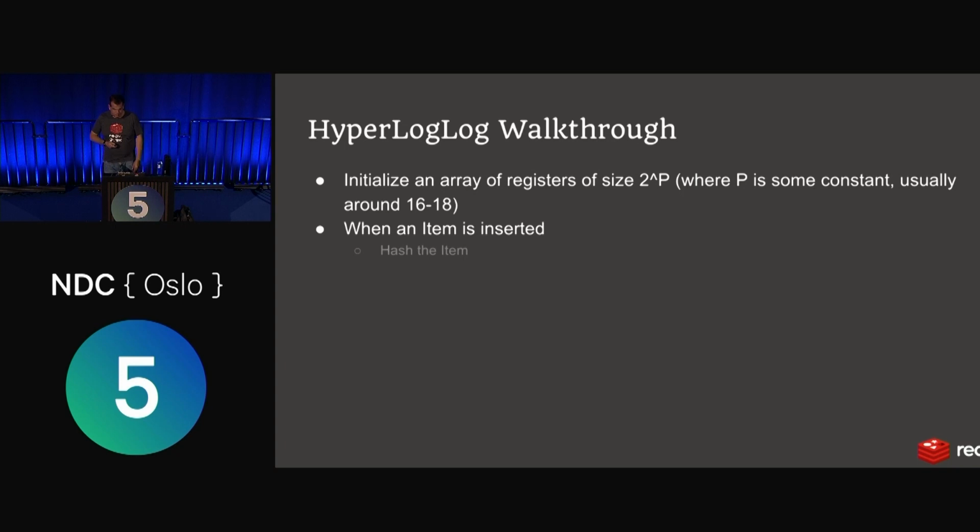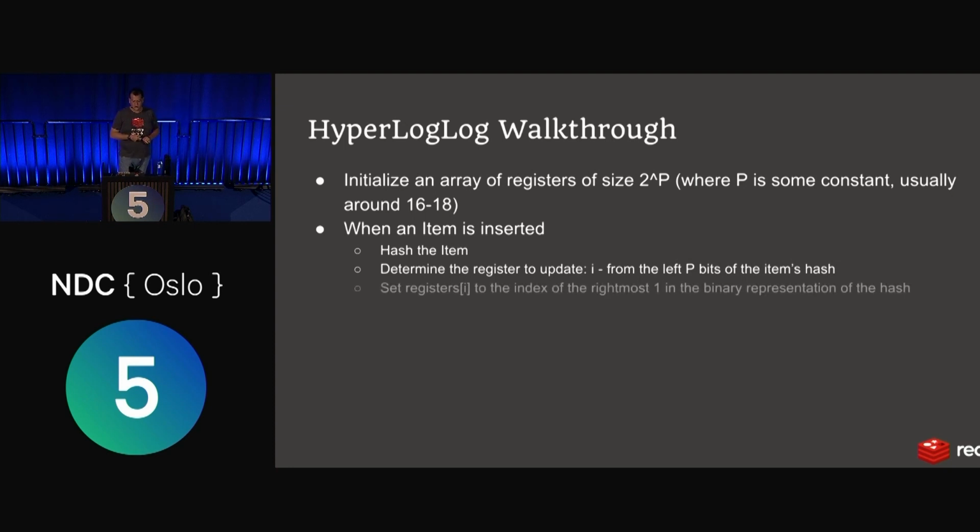When an item is inserted, you hash that item, just like all the other instances here. We're using hashes. You determine the register to update by taking the left p bits. So whatever that constant was, you take the left p bits of that hash, and that's your register. Then you set that register to the index of the rightmost one of the binary representation of that hash. The reason for this is that the probability that the rightmost thing is 1 or not scales exponentially, right? So the probability is exponentially small as you get further to the left that that's the first 1.